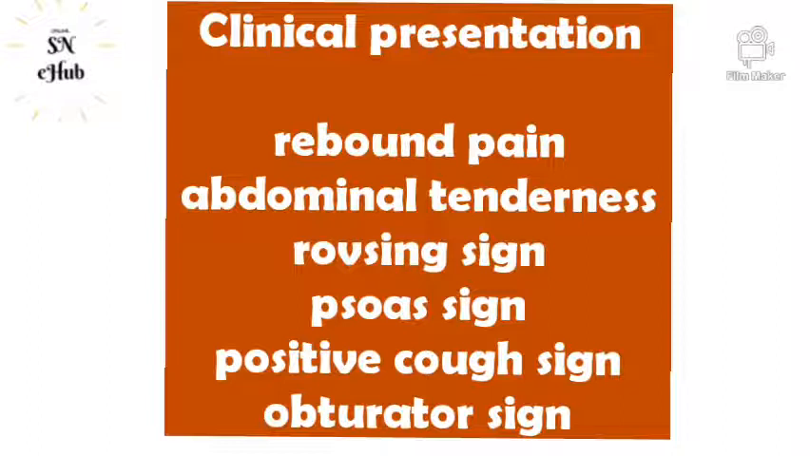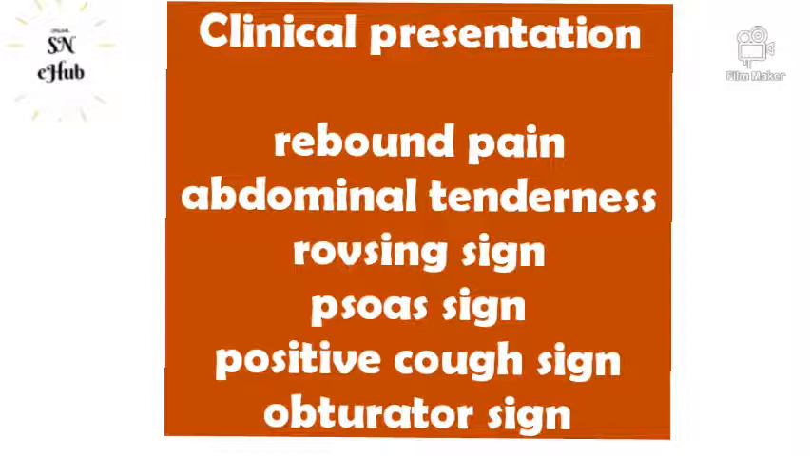What about psoas sign? Psoas sign is simply pain on the McBurney's region when you flex the right leg. So when you flex the right knee and then someone feels pain on the McBurney's region, that is what is called a positive psoas sign.